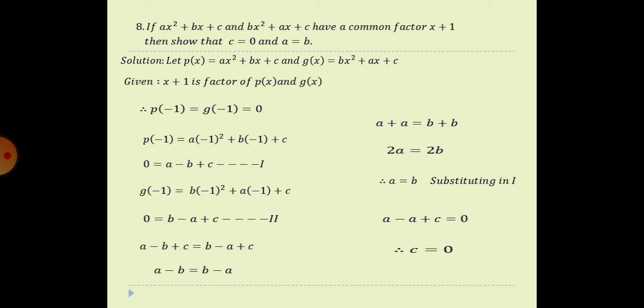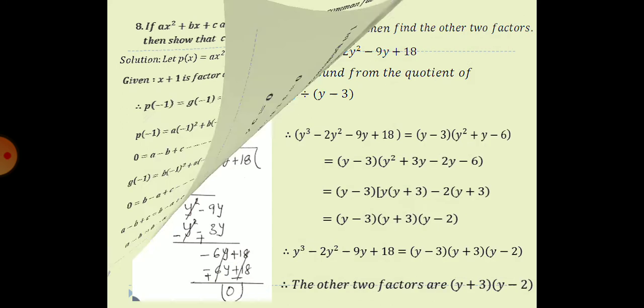Thus children, we have come to the final answer that is asked. What is asked here? You have to show that a is equal to b and c is equal to 0. So we have proved it by the factor theorem. It is a factor, so when the variables are replaced by minus 1 in both the polynomials, the remainder is 0. By equating both the remainders, we could get the final required answer. Let us see another question.